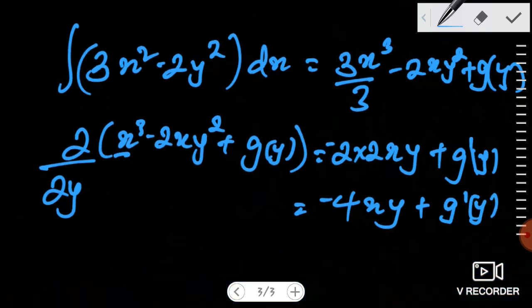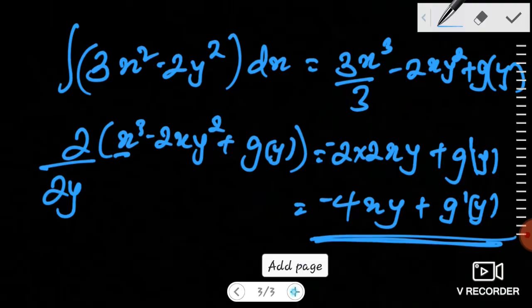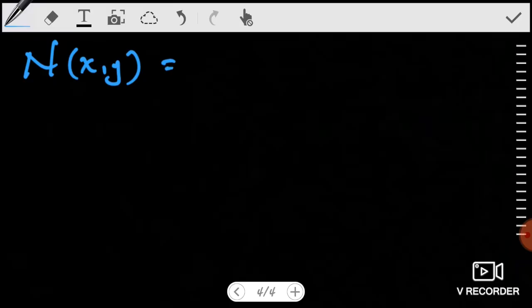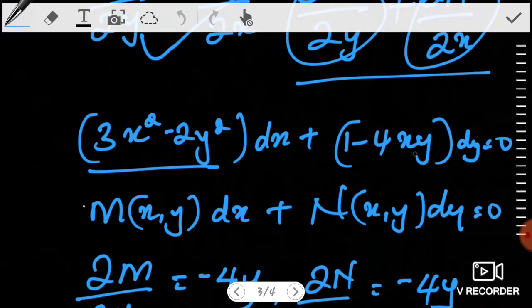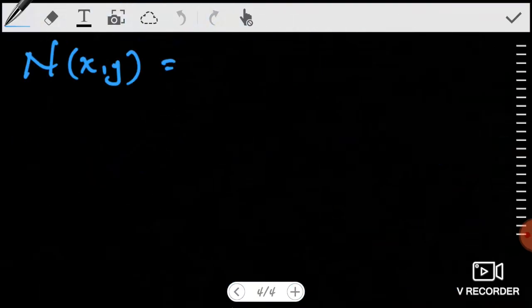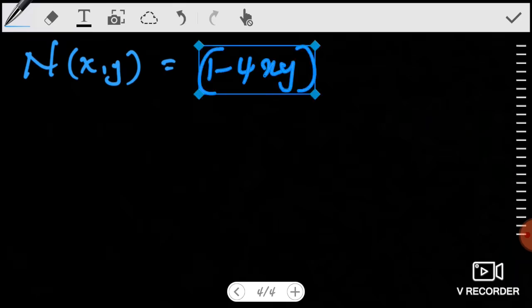And therefore, this must be equal to N. And therefore, we compare, right? Now, for our N, X and Y, for N of x, y, we had something like this: 1 minus 4xy, right? So if we take this side, let's put it this side. That was our N, right?